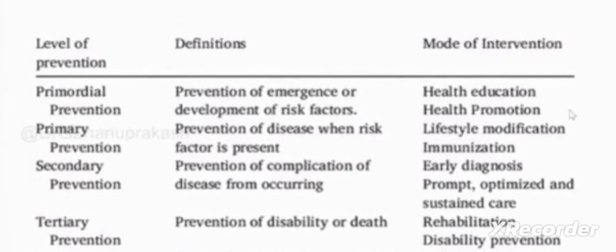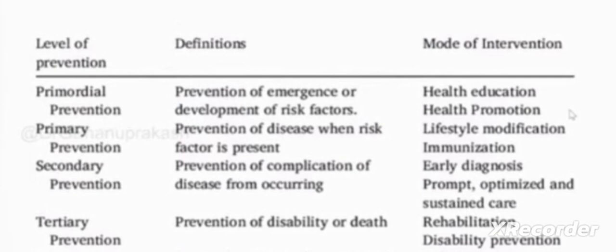In secondary prevention, prevention of complication of disease from occurring. So here early diagnosis, prompt, optimized and sustained care. In secondary prevention, actually the patient has signs and symptoms of disease, and for example, if the patient has breast cancer, if we identify it early, that will help to prevent the complication of the disease. So that is secondary prevention, prevention of complication of disease from occurring. That will be done by early diagnosis and prompt treatment.